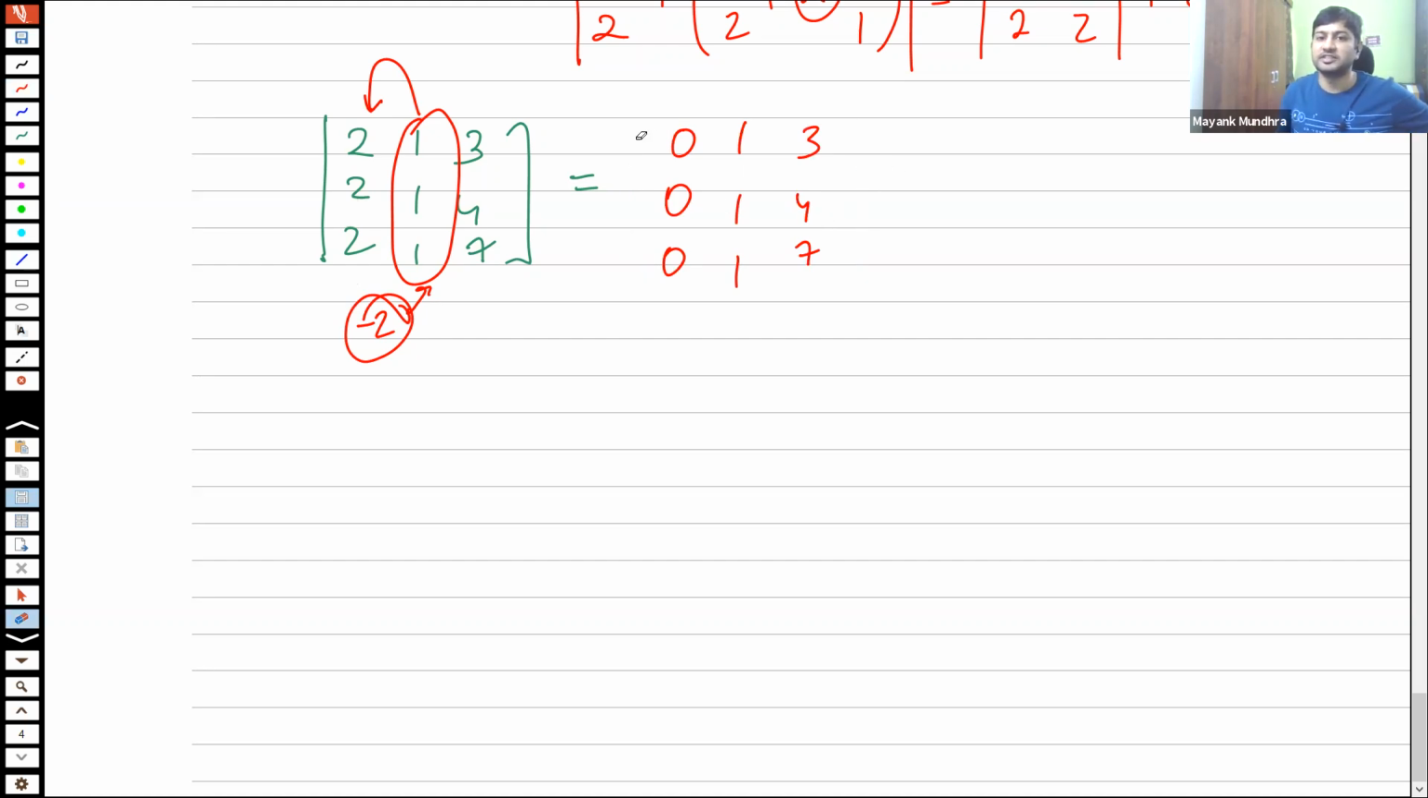Determinant of this thing. The matrices are not the same, but the determinants will be the same. So column operations like this leave the determinant value unchanged.